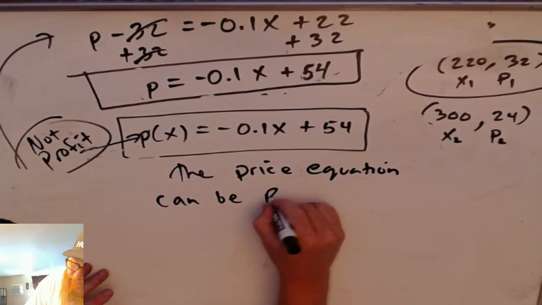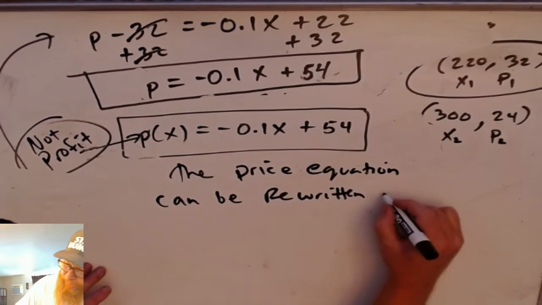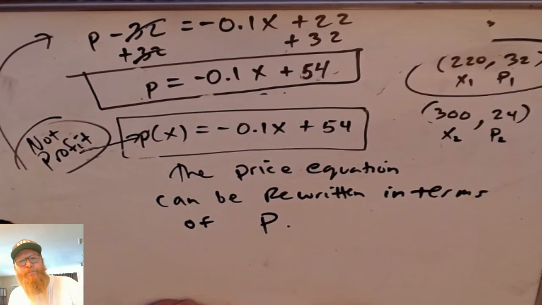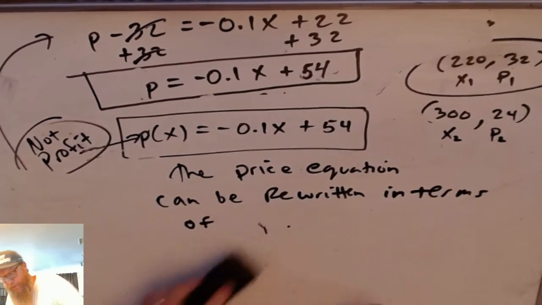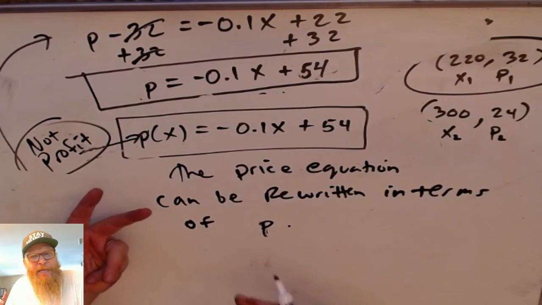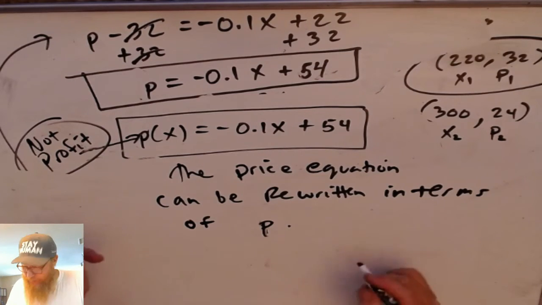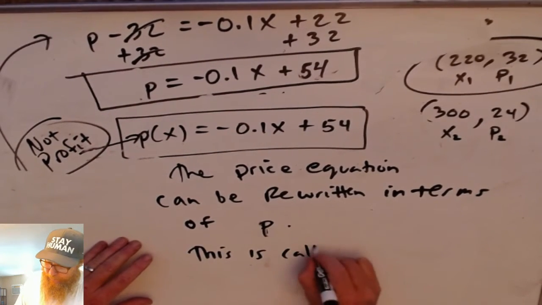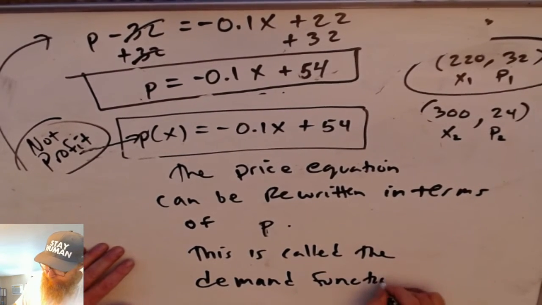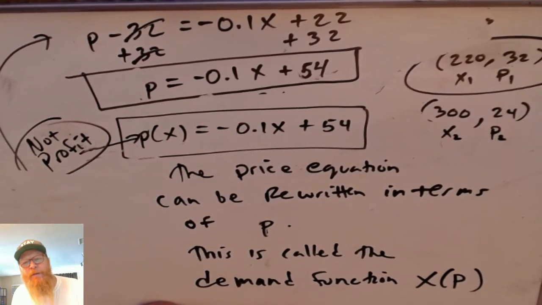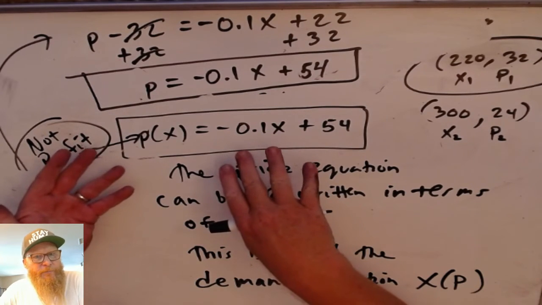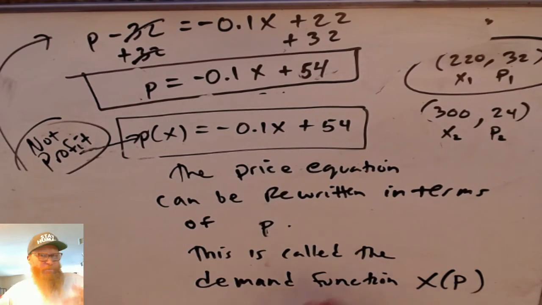Can be rewritten in terms of P. Again, that's supposed to be a lowercase p. See, doing it again. In other words, I can switch it around, and I can call this the demand equation, or the demand function. So the price equation predicts the price, yeah? The demand equation predicts the demand.